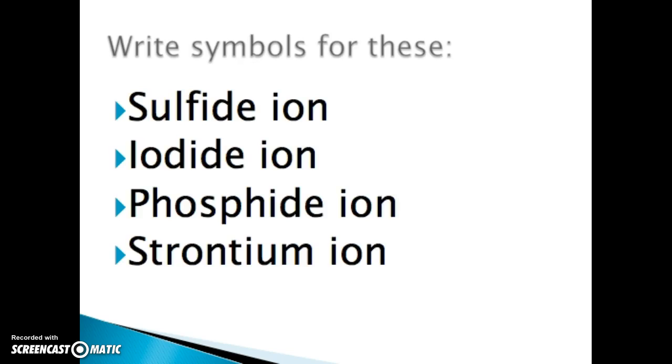So for writing symbols for these, you just write whatever the symbol is. So S, and then you look in the top right-hand corner, -2. Iodine, I, look in the top right-hand corner on your periodic table, -1. Phosphorus, P, -3. Sr, see how it doesn't end in -ide? That's because it's a positive ion, so it's Sr+2. So going back to how we named the positive ions before, if you're negative, you're going to end in -ide. If you're positive, you're just going to write the name of the element, and if it has more than one option, you're going to put that in Roman numerals.